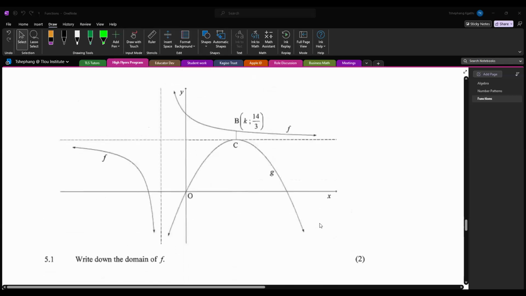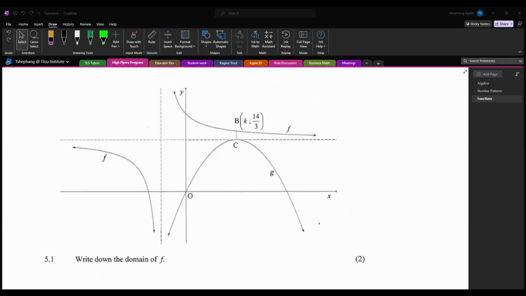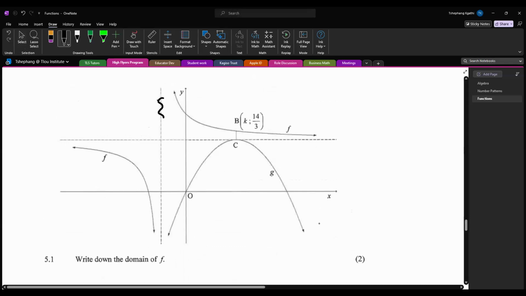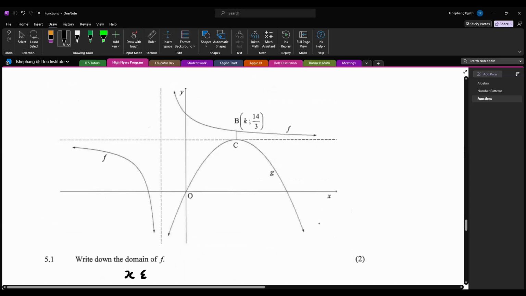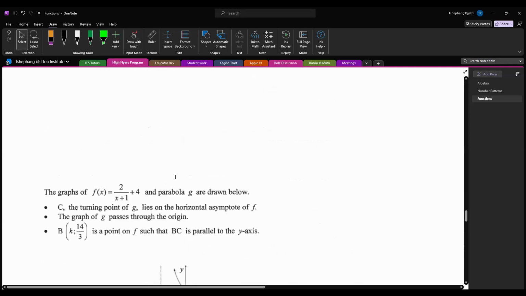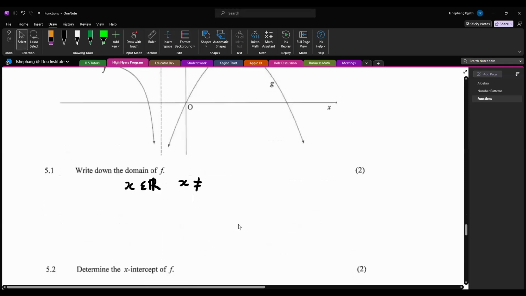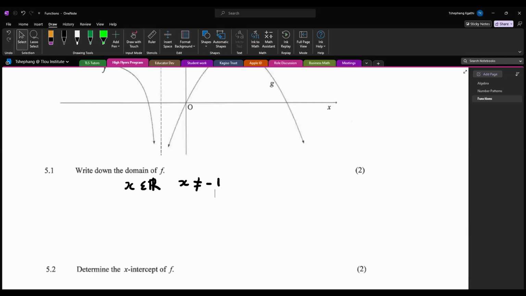We know that it is not going to exist only where? At the asymptote, because it never ever touches that asymptote. So we can say x is an element of real numbers. But we need to add this note here, that restriction: x cannot be, what's that point? Let's check. It is -1. That is the vertical asymptote. That is the domain of F.